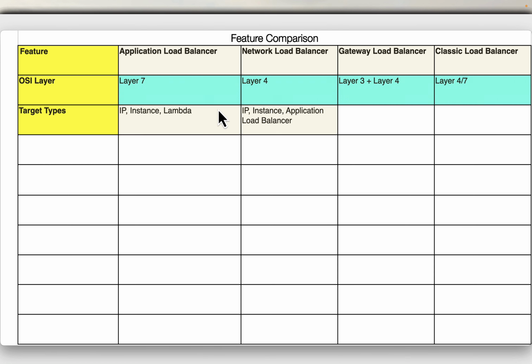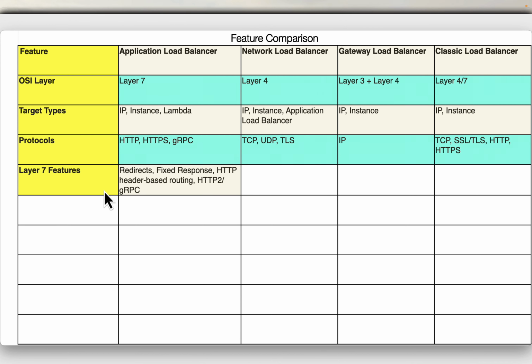So target types: application load balancer can point to IP, EC2 instance or Lambda. Network load balancer can point to IP, instance and application load balancer as well. Then gateway load balancer's target types are just IP and instance, and classic load balancer again IP and instance. Then protocols. Application works on HTTP, HTTPS, gRPC, and network works on TCP, UDP and TLS, and gateway only works at the IP layer. And classic works on TCP, SSL, HTTP and HTTPS.